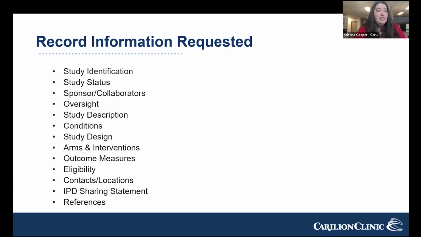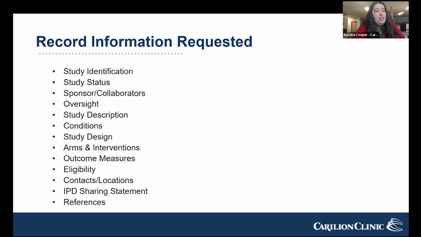They'll ask for conditions that your study is studying, so that's good for keywords. There are currently over 20,000 records in the system itself, so to be able to find yours, you want to have good keywords for people to be able to search for your study. They'll ask for your study design and arms and interventions, anything that you have. Even if it's only a single arm, you will have to include all that information.